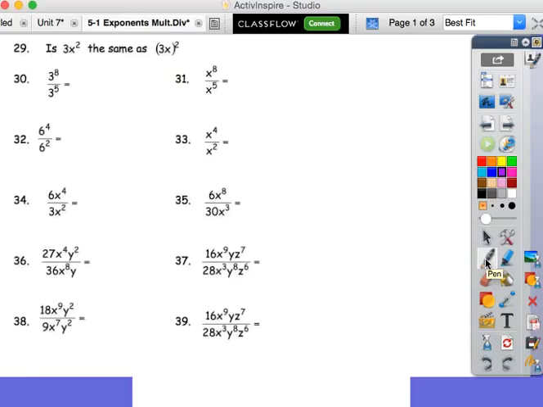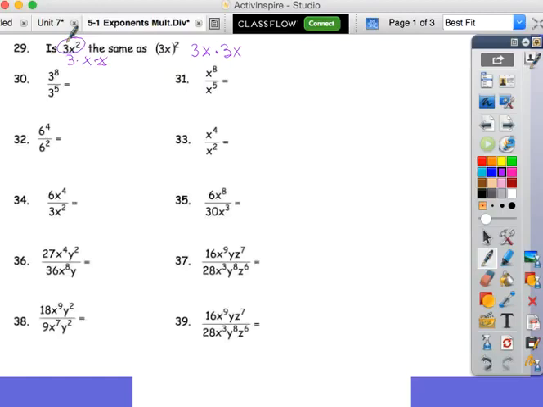Okay. All right. Now, on 29, is 3x squared the same as 3x in parentheses squared? No. Anybody want to tell me why? It's the same answer. Nicholas? Because in parentheses you're multiplying 3x times 3x, and then in regular you're multiplying 3 times x and then x times x. So 3x squared is 3 times x times x, right? Which is really just this.